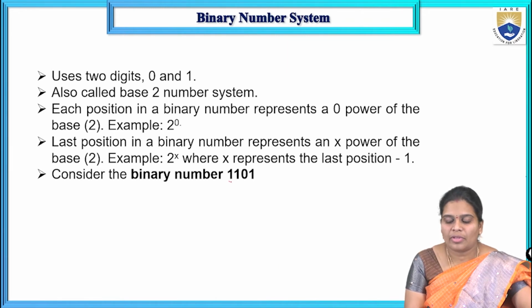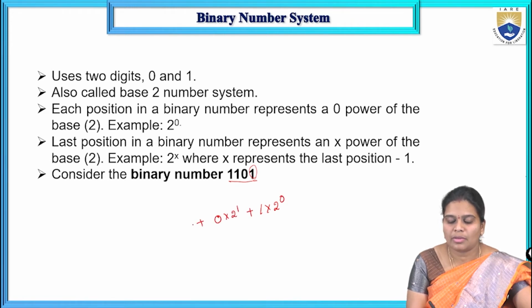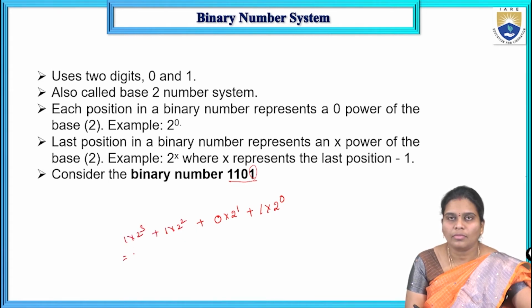Here the binary value is 1101. The first position of this value is multiplied with 2 power 0. This is the binary value, a combination of zeros and ones only. So 1 into 2 power 0 plus 0 into 2 power 1 plus 1 into 2 power 2 plus 1 into 2 power 3. The first position is multiplied with 2 power 0, the second position with 2 power 1, the third position with 2 power 2, and the fourth position with 2 power 3.